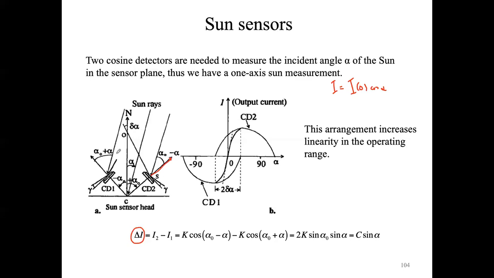Since alpha here could be misleading, it is the angle with respect to n, and not to the array, to the vertical axis of the single solar cell. You can see that if you do the difference in current, I2 minus I1, you get a constant K that corresponds to your I0, your maximum current when the rays are exactly perpendicular to the solar cell, times cosine of alpha 0 minus alpha.